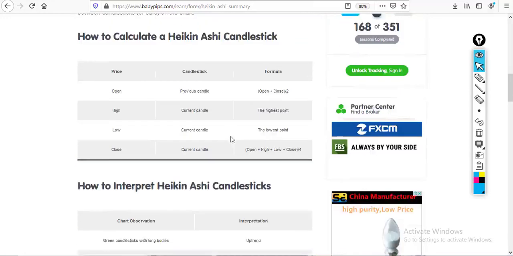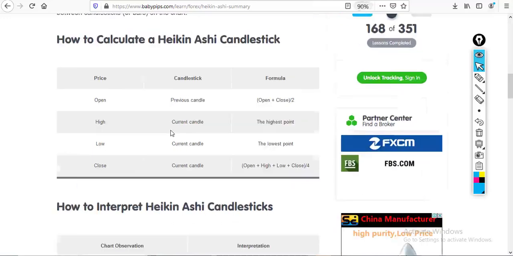So here is how to calculate the Heikin Ashi candlestick. For the open, you add the previous day's open and close and divide by 2. The high is the high of the current candle. The low is the lowest point of the current candle. For the close, you add the open, high, low and close of the previous candle or trading session, and then divide by 4.